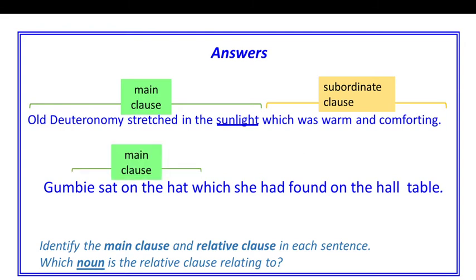The next sentence, the main clause, is Gumby sat on the hat. And the subordinate or relative clause is which she had found on the hall table. And hopefully you selected, that line's gone a little bit wrong, hopefully you selected that hat was the noun that was having more information added about it.